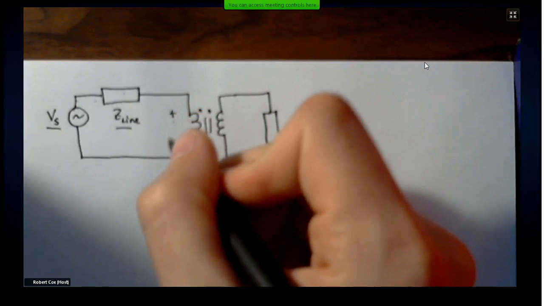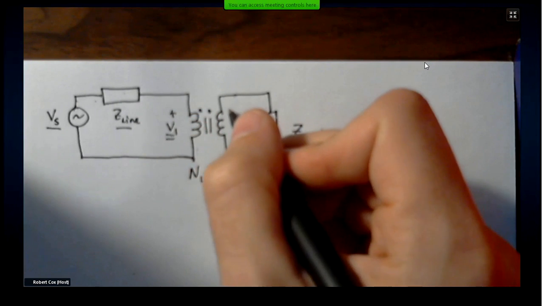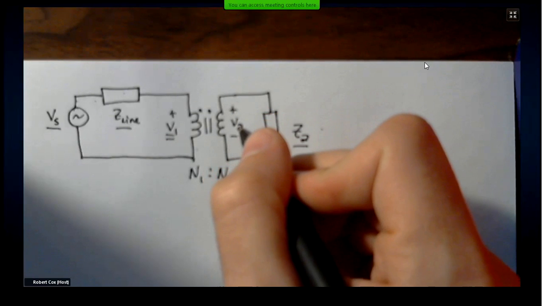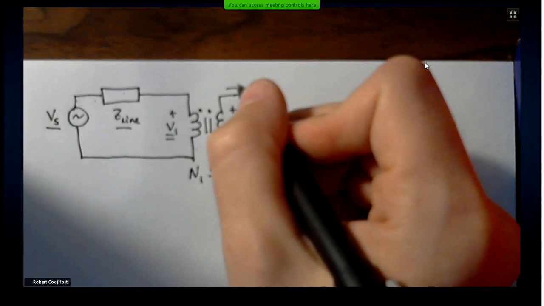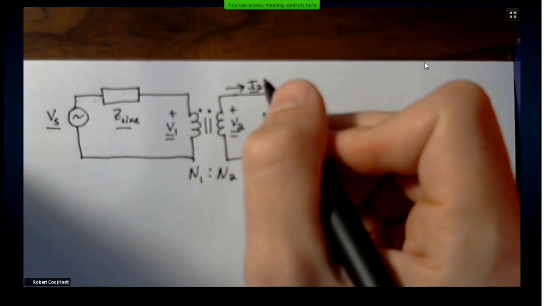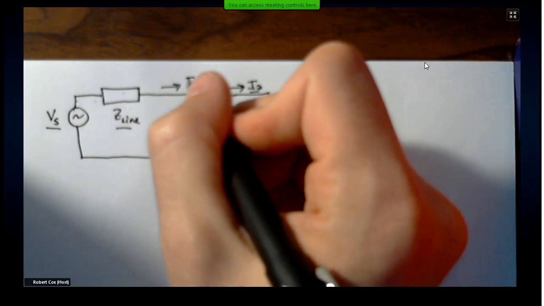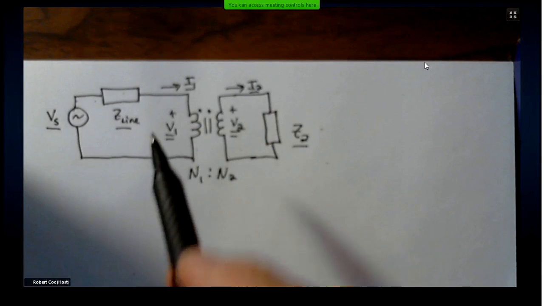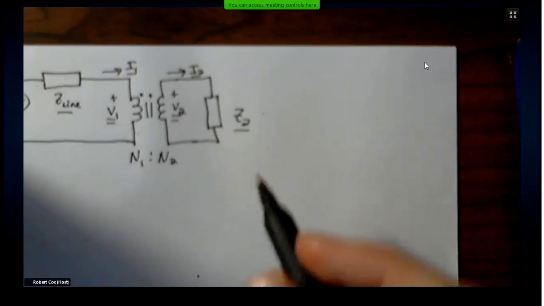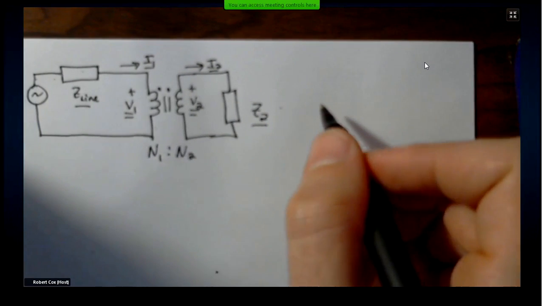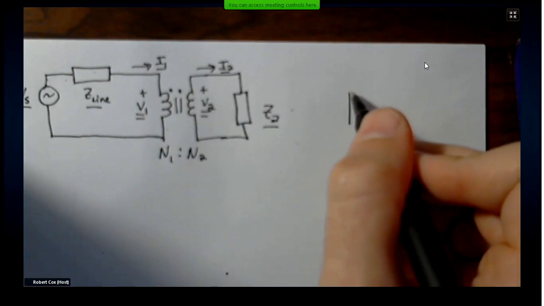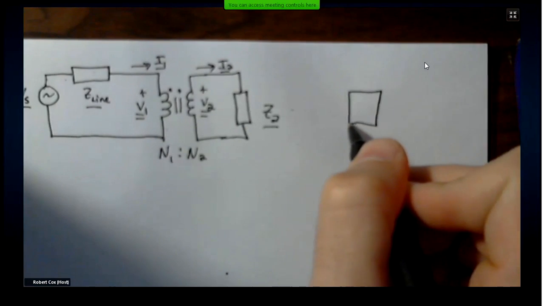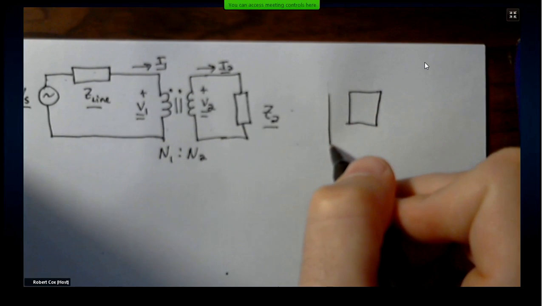All right, and let's call this V1. Let's call this V2. Call that current I2. And call that current I1. All right, so our goal is to reflect this over to here. Now let's think for a second about what a transformer is really doing and see if that helps us understand the idea of this mapping, this reflection.